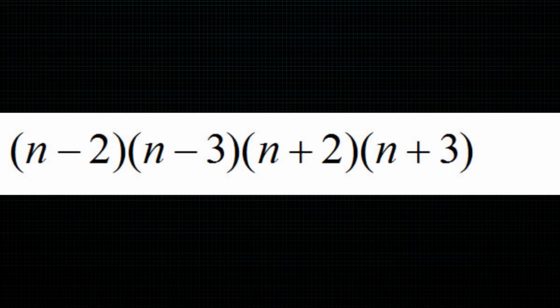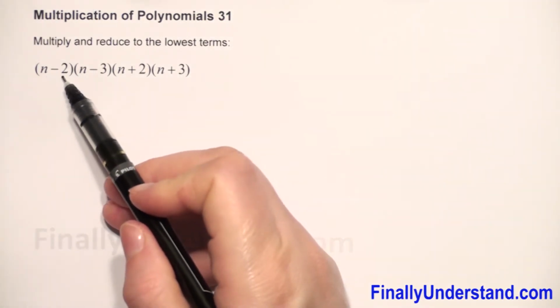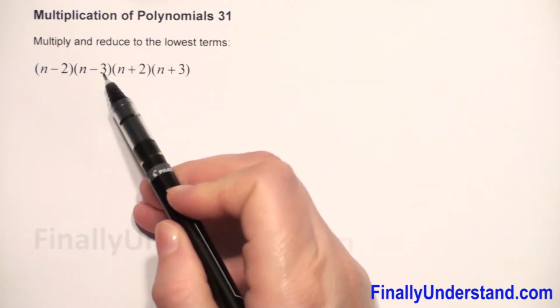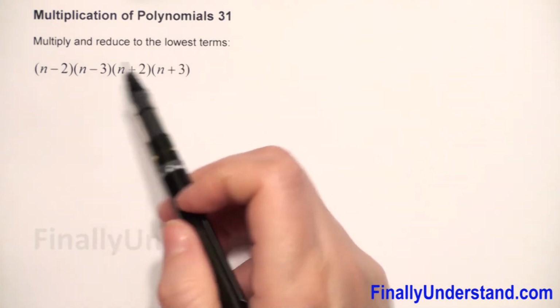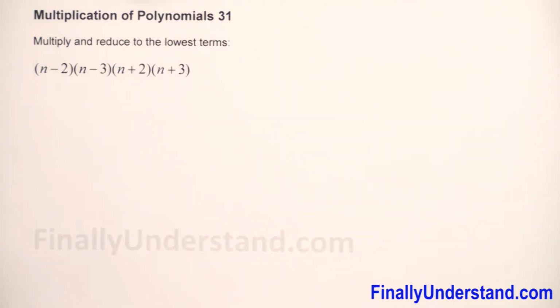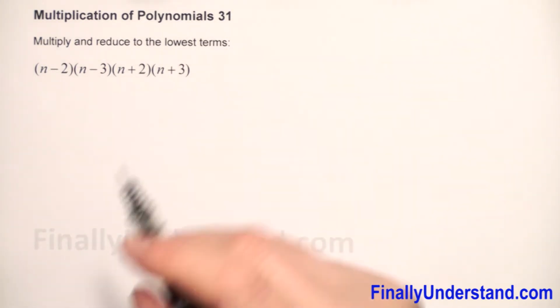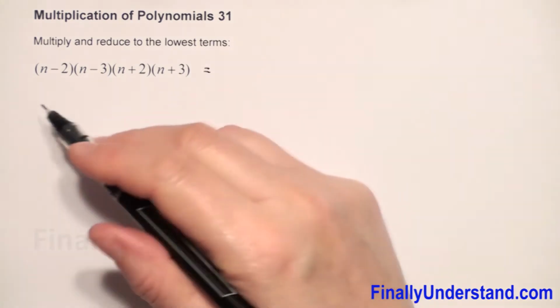We have multiplication of polynomials. Let's first check what we have in parentheses. We have n minus 2 and n plus 2, n minus 3 and n plus 3. Because we have multiplication, we can use the commutative property, and I will rewrite our example.